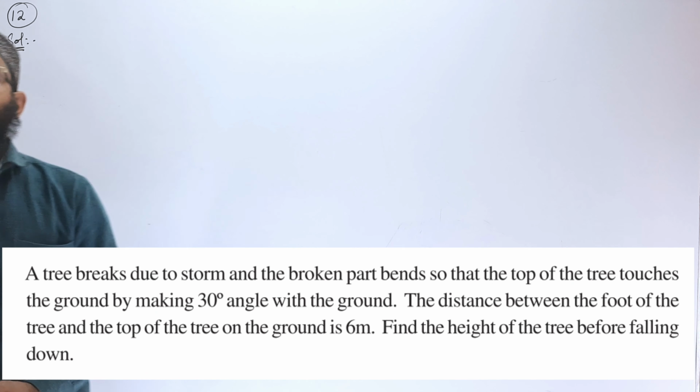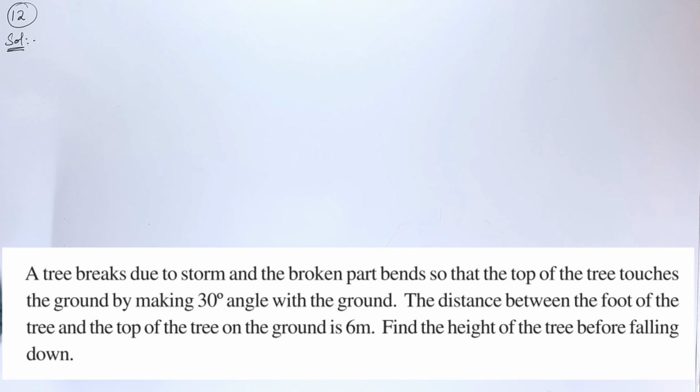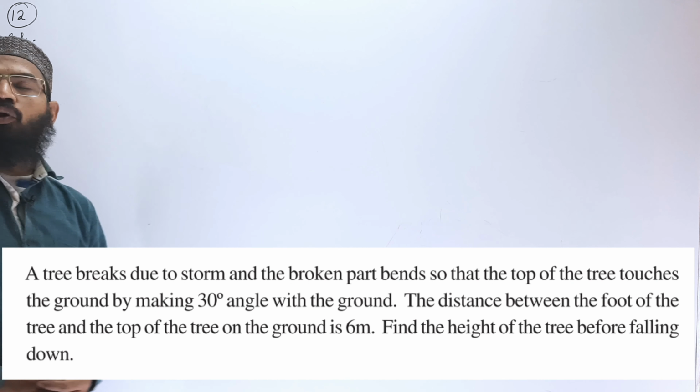12th problem. A tree was broken due to storm and the broken part bends so that the top of the tree touches the ground by making 30 degrees angle with the ground. The distance between the foot of the tree and the top of the tree on the ground is 6 meter. Find the height of the tree before falling down.